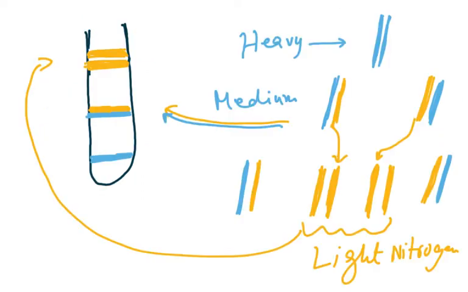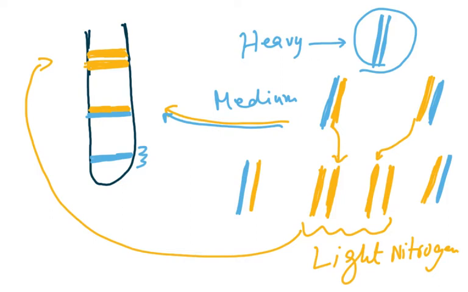You see, if you have heavy nitrogen, and all the DNA is labeled with heavy nitrogen, well, this is going to come and fall in here at the bottom. Heavy is going to settle down when you centrifuge it. But if you give it light nitrogen, then in the next DNA replication, this is going to be the heavy strand, and then this is going to be the light strand. So the DNA is going to be made up of a heavy and light strand.